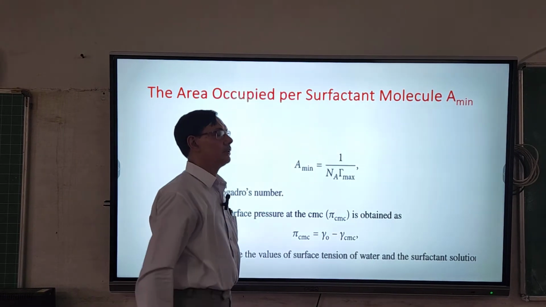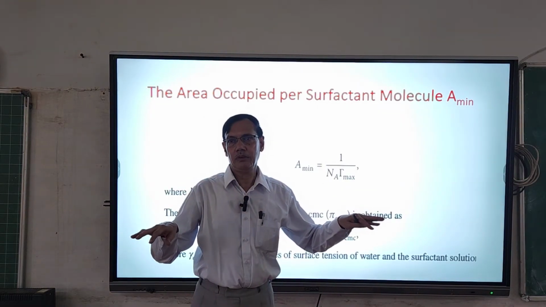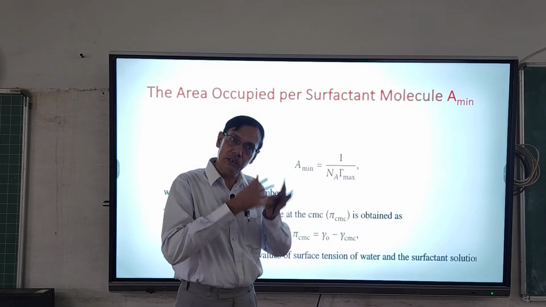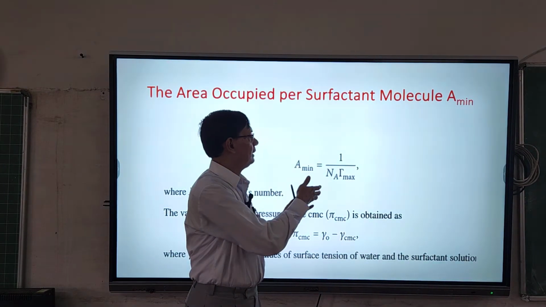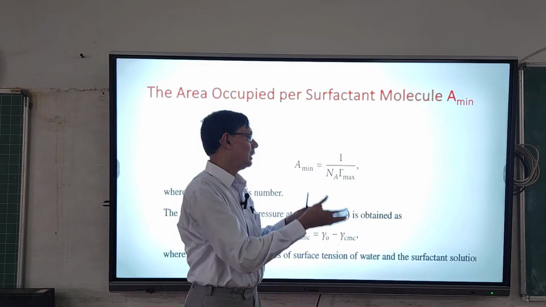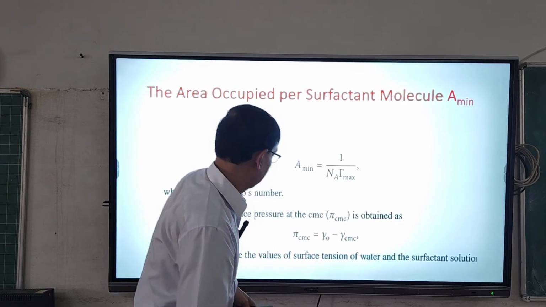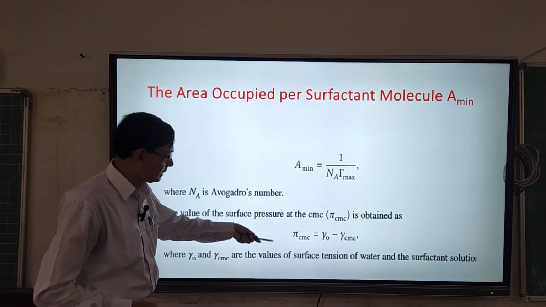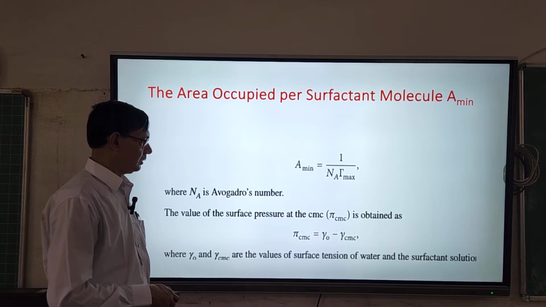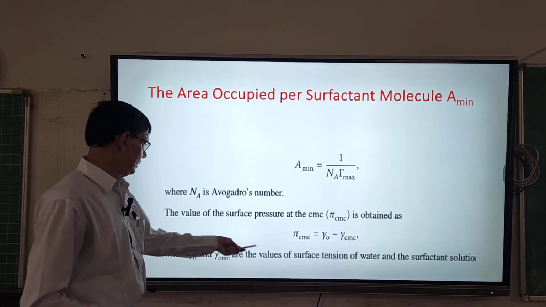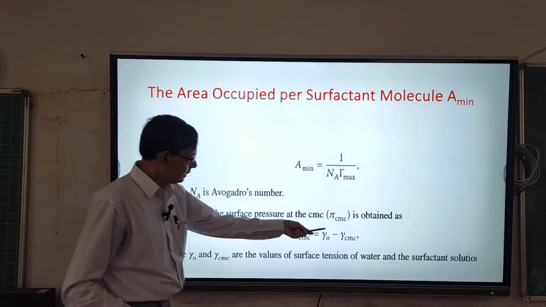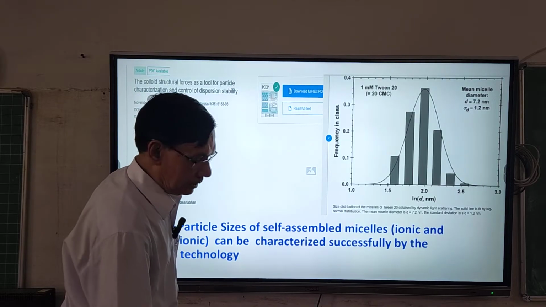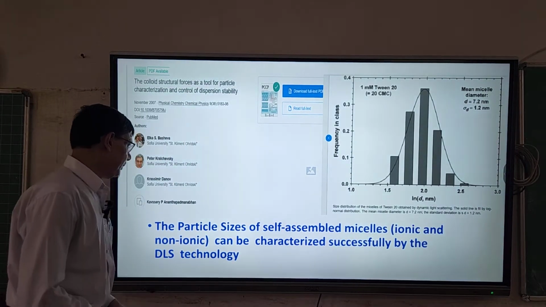When I teach the Gibbs adsorption isotherm, I will derive these two formulas. That is also related to this unit. But here I am just showing how, with the help of surface tension, one can determine these two important parameters. You can also calculate the surface pressure at the CMC. It is also very simple: one is the surface tension of water and the other is the surface tension at the CMC.